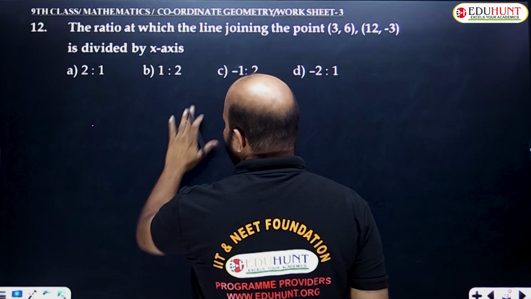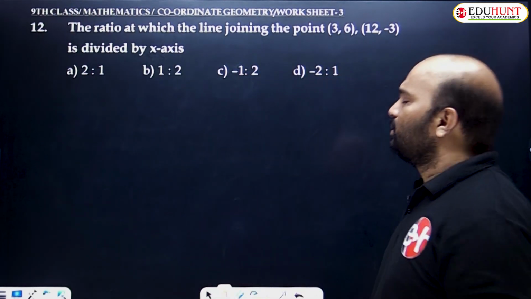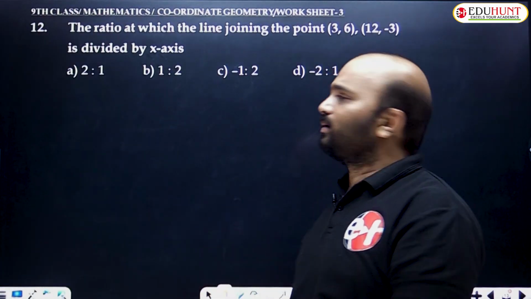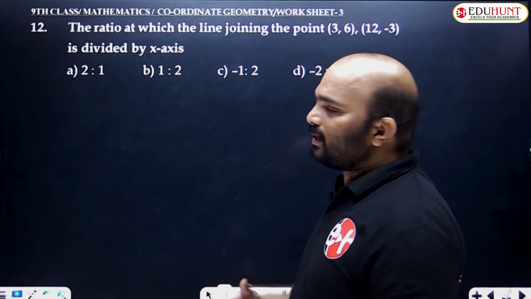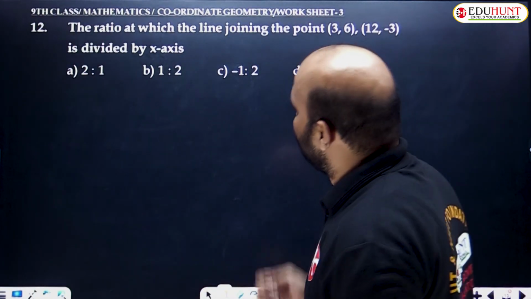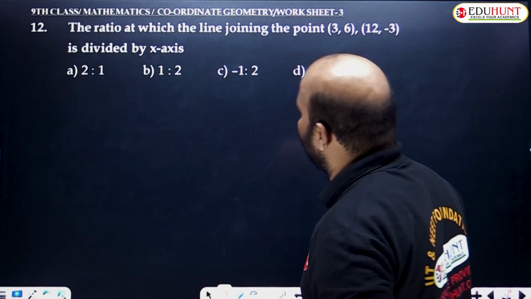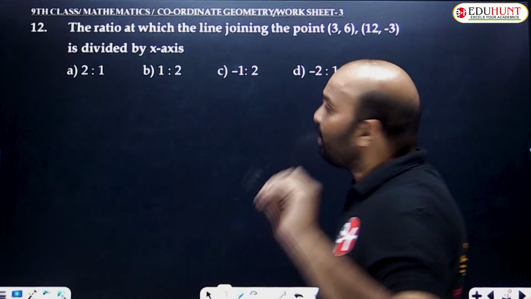This type of question can be solved by two methods. The first method is the logical formula method, where you can directly say the answer by using the formula. The other method is the traditional method. I will explain that later. Before that, I need to give the logical formula.